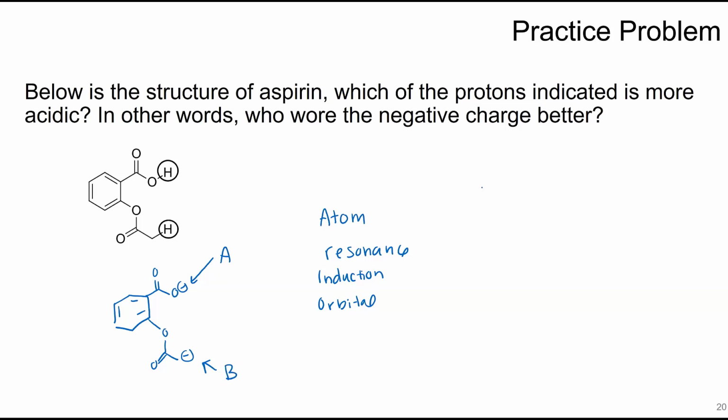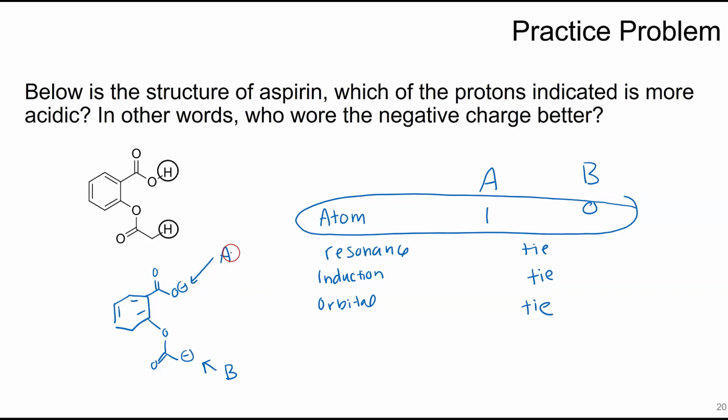This is B. So we have a column for A and B. If we look at which atom is carrying the negative charge, the oxygen is carrying the negative charge, or B. So this one goes to here. Resonance-wise, they can both have resonance structures, so this is a tie. Induction is a tie because there is none. And then the orbitals, they're both in the same orbitals, so we have a tie here. So based on the atom, this is better at stabilizing a negative charge. So that one is more acidic.